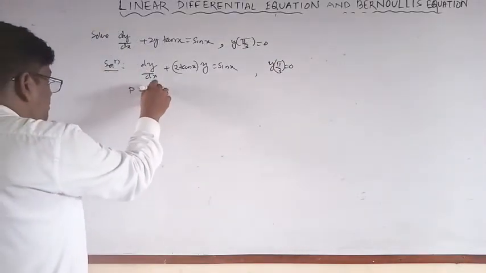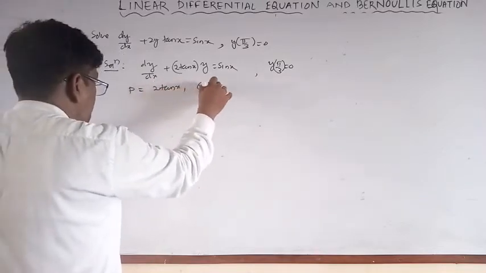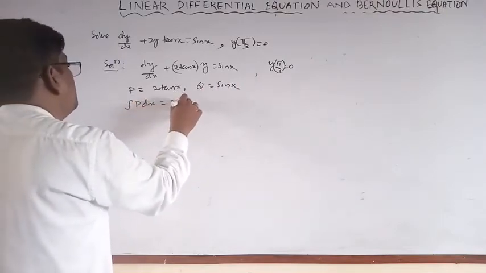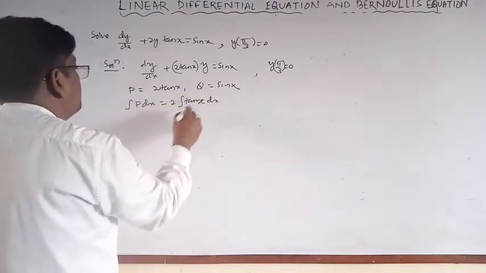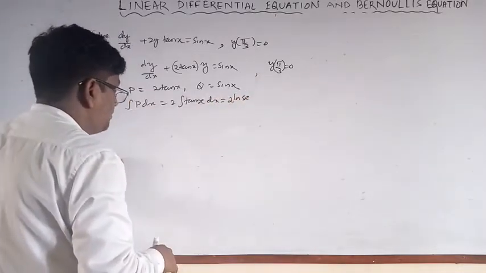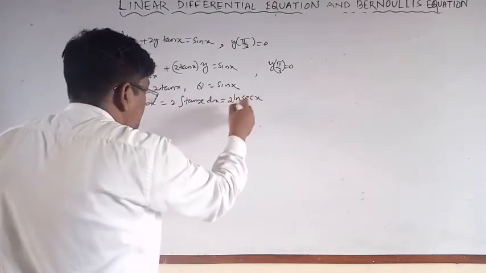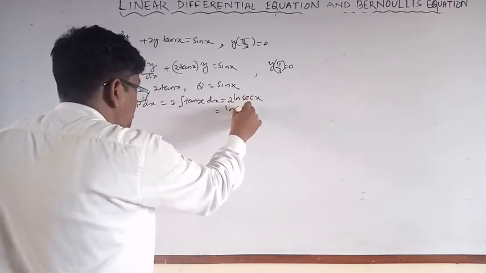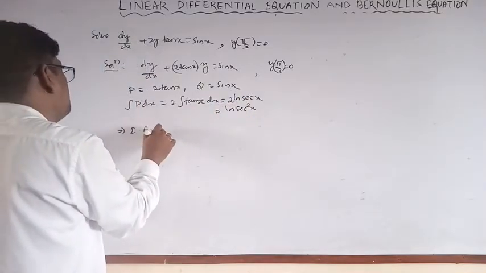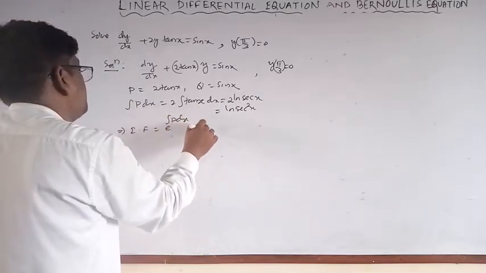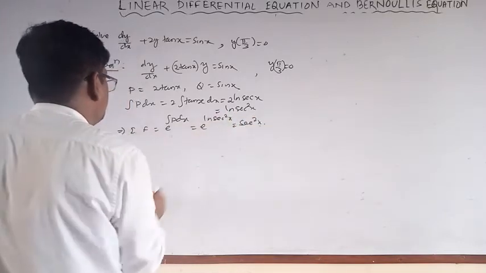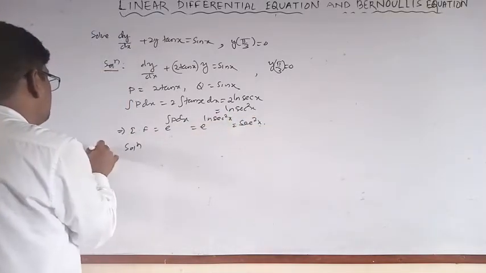So P is equal to 2 tan x, Q is equal to sin x. So integral of P dx means integral of 2 tan x dx. That is equal to 2 into log sec x, since the integral of tan x is log sec x. So this is equal to log sec squared x. So IF is equal to e to the power integral of P dx, so e to the power log sec squared x, that is equal to sec squared x.